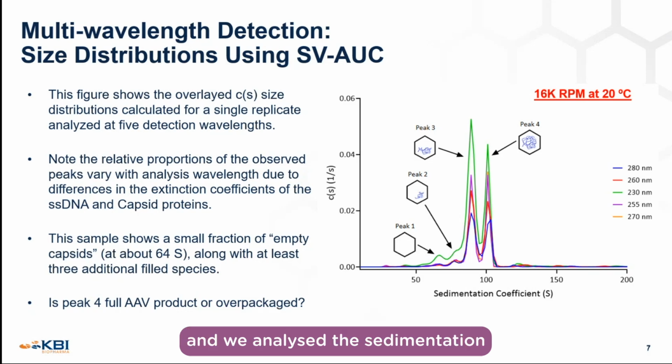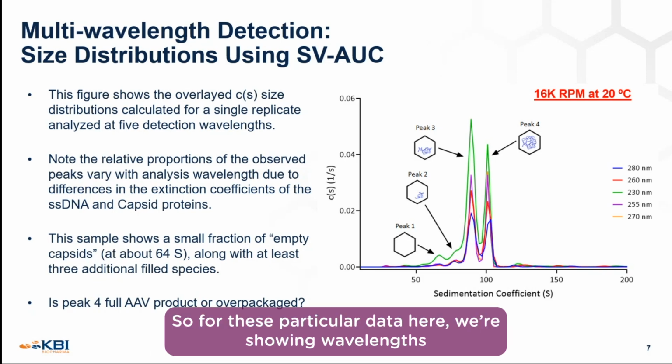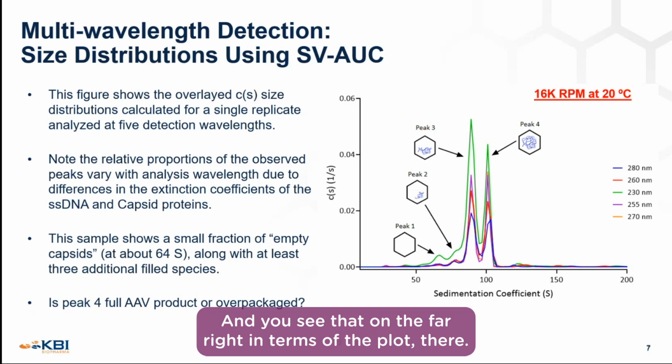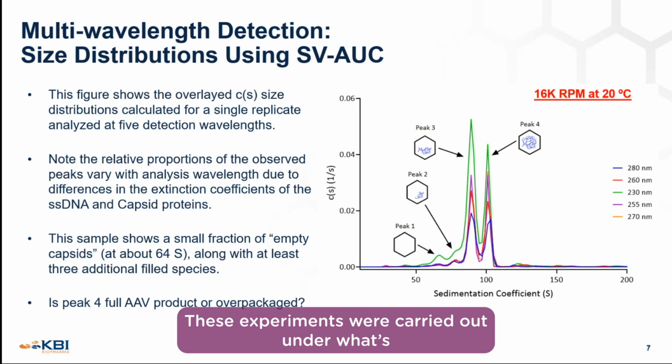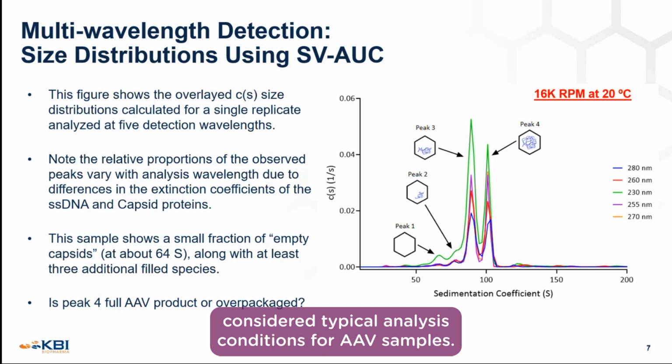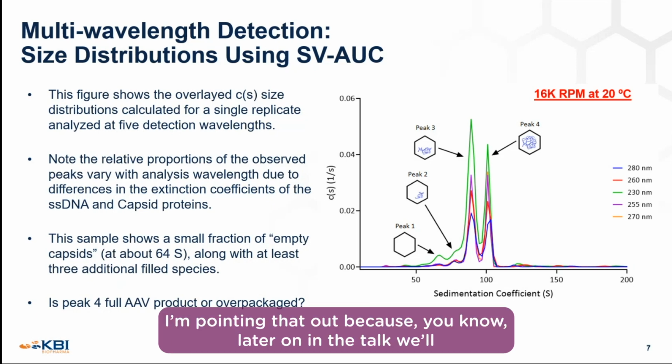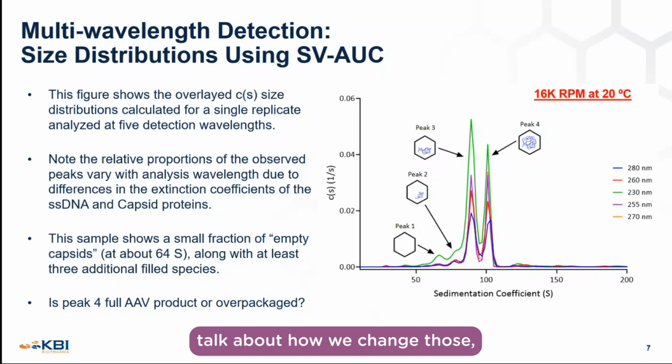And we analyzed the sedimentation here over a range of analysis wavelengths. So for these particular data here, we're showing wavelengths from 230 nanometers all the way up to 280 nanometers. And you see that on the far right of the plot there. These experiments were carried out under what's considered typical analysis conditions for AAV samples. We spun these at 16,000 RPM at 20 degrees Celsius. I'm pointing that out because, later on in the talk, we'll talk about how we change those.